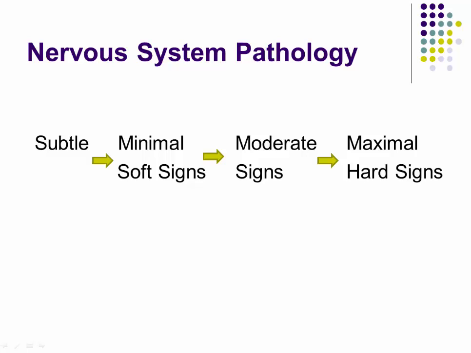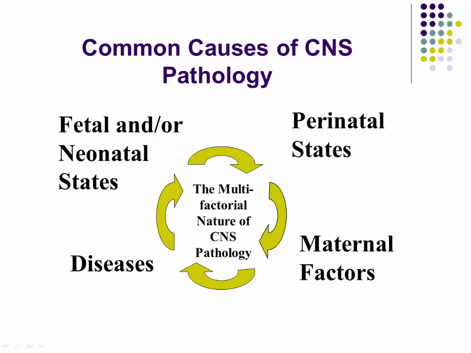The diagnostic procedures, with the use of different kinds of dyes and the different types of scans, are much more sophisticated than they used to be, and I think they can be used to help with the diagnosis. Okay, so now we're going to look at some of the common causes of CNS pathology. These four areas, it would probably be a good idea to know some of the problems that are associated with each of these.